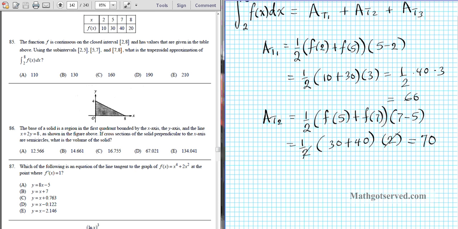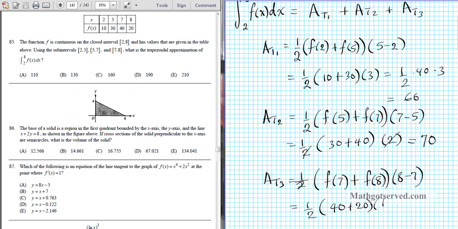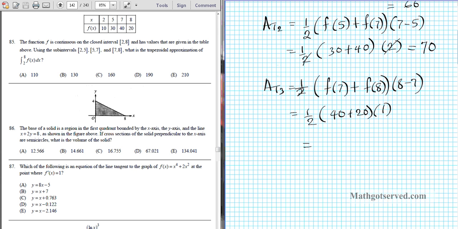The area of trapezoid 3 equals 1/2 of the left base of trapezoid 3, which is the same as the right base of trapezoid 2, so f of 7, plus the right base, which is f of 8. That's the third subinterval, times the height, which is the change in x, so that's 8 minus 7. So that's 1/2 times f of 7, which is 40, plus 20, times 1. That simplifies into 1/2 of 60, which is just 30.